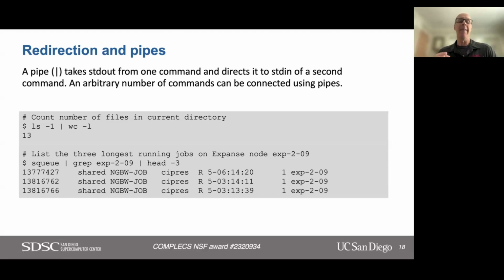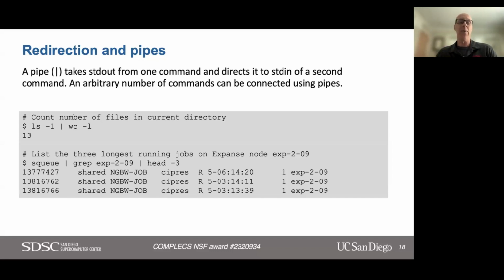Now a pipe takes the standard output from one command and redirects it to the standard input of a second command. An arbitrary number of commands can be connected using pipes. So let's say that I wanted to count the number of files in the current directory. I could do ls -1 so that I get a listing of all the files in a single column, and then I can pipe that into the wc, or word count, command. Here I'm using the -l option for the number of lines. And we can see that in the directory where I executed this, I have 13 files.